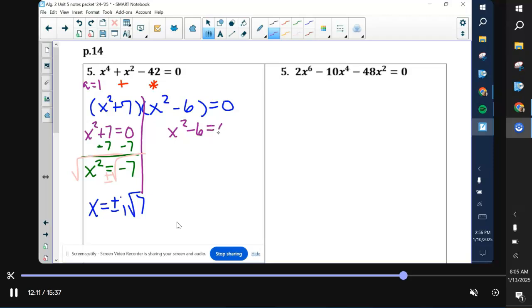On the flip side, I've got x squared minus 6 equal to 0. Again, I can solve using square roots. Add 6 to both sides. Take the square root of both sides. Don't forget the plus or minus. Nothing you can do with the square root of 6, so it's just going to say plus or minus square root of 6.